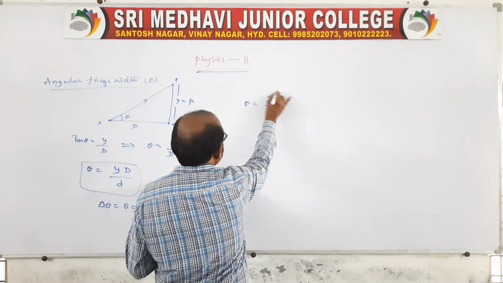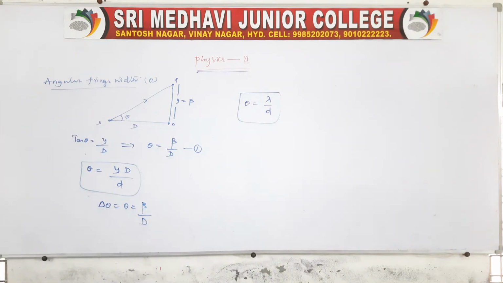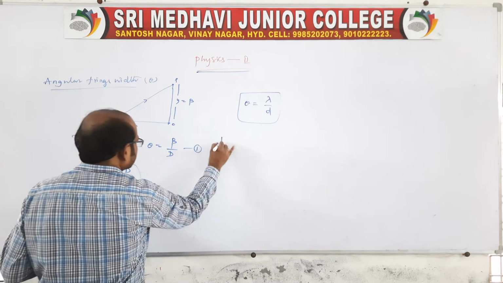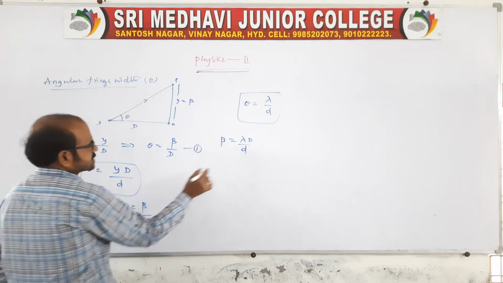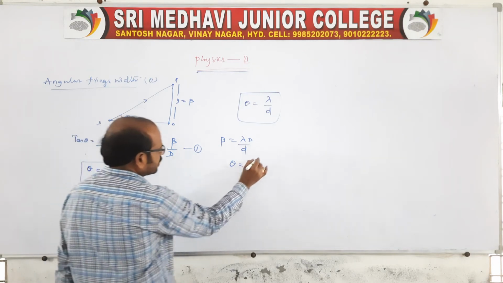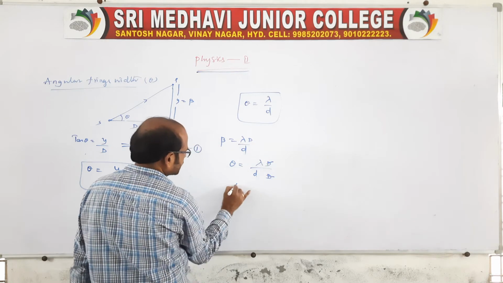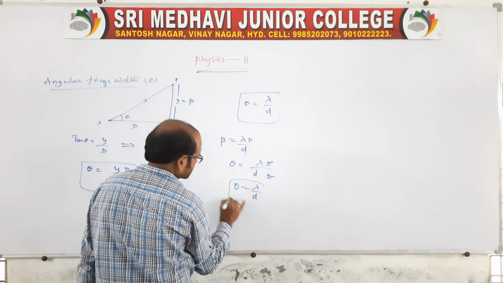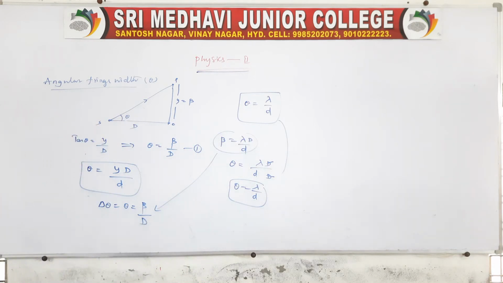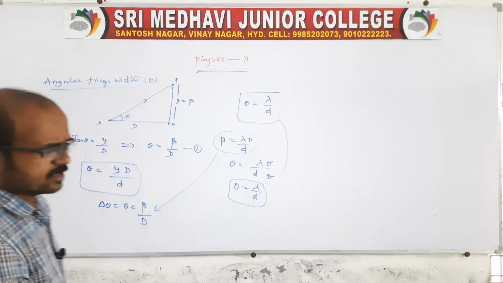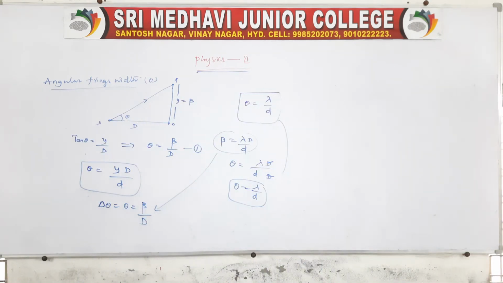Theta is equal to lambda by small d. Because we know beta is equal to lambda capital D by small d, you write the beta value lambda capital D by small d into capital D, so it cancels, and then theta is equal to lambda by small d. That is the expression. So ultimately theta is lambda by small d, where lambda is the wavelength and small d is the distance between the two slits.